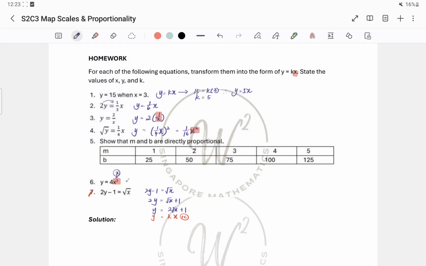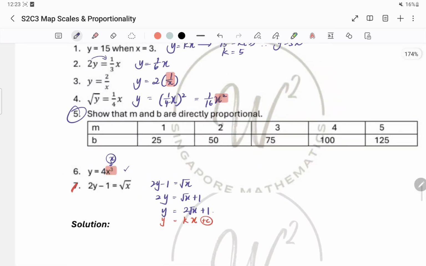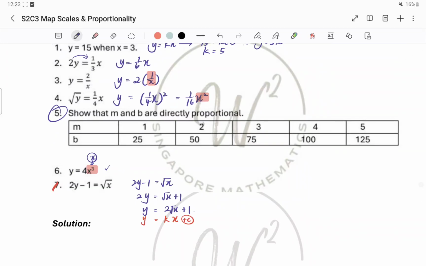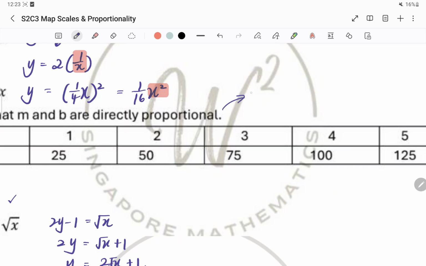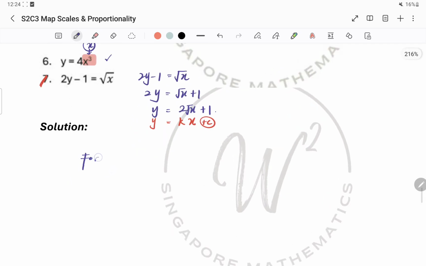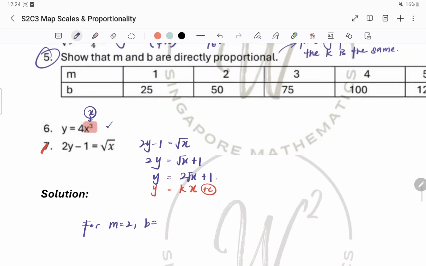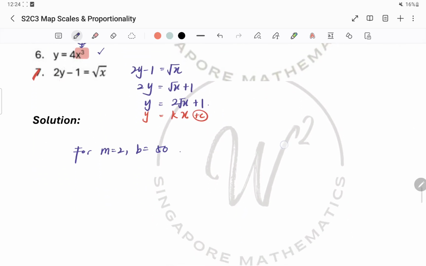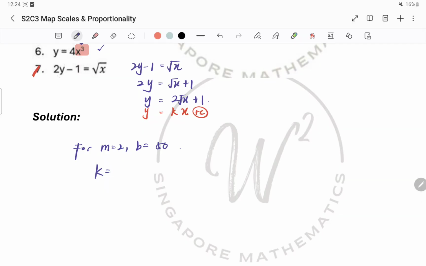Okay, so this is a quite straightforward one, but now I want to talk about question 5. The question says that I want you to show that M and B, they are proportional. If you want to say that they are directly proportional, means that for every pair of M and B, the K value is the same. Okay, so now let's say for example I'm going to take one value. So for example, for M equals to 2, B equals to 50. Okay, K value, right? Remember this is directly proportional, so M equals to K times B, K equals to M divided by B, right?